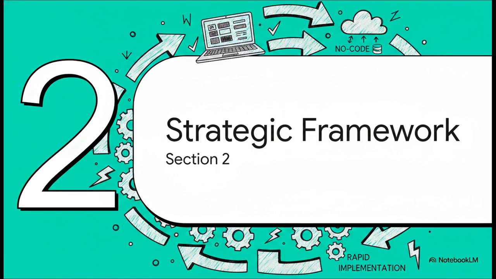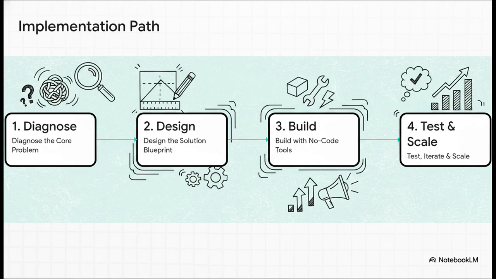Okay, so the idea sounds great, right? But how do you actually do it? You can't just jump in randomly. That's where having a solid framework, a repeatable process, makes all the difference. And here it is. It's a simple 4-step roadmap.